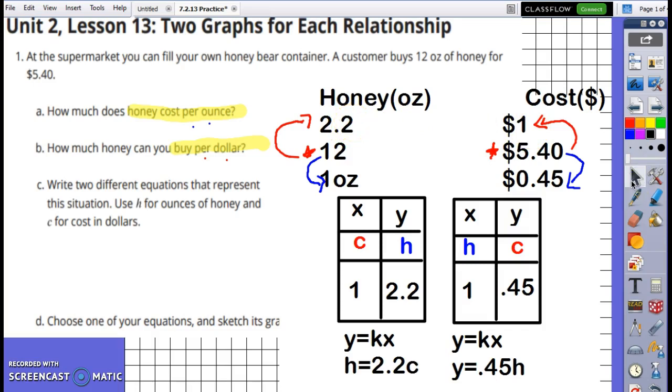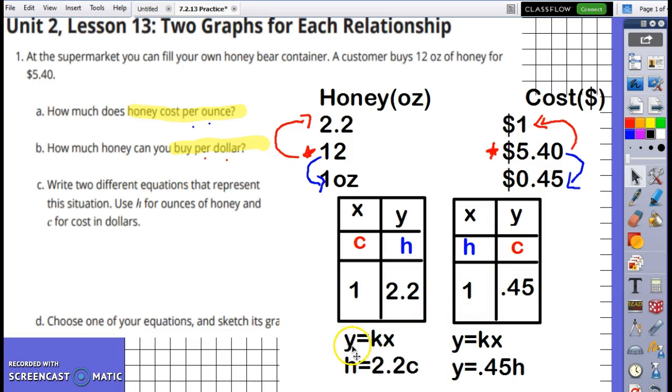Now I went ahead and put this into a table, and you'll notice that I have my x and y coordinate points. But since it asked me to write two different equations that represent H for ounces and C for cost, I wrote this two ways. In this xy table, I chose to compare cost to honey. So the cost of $1 will give me 2 and 2/10 ounces of honey. Here I have 1 ounce of honey, and that will cost me 45 cents.